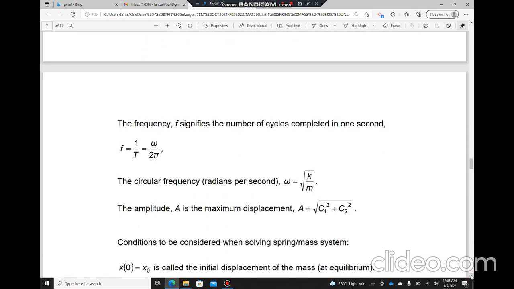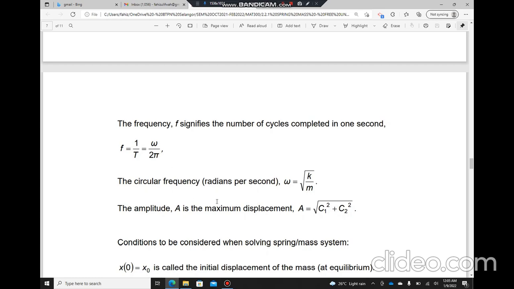Okay, then another one is frequency. f signifies the number of cycles completed in 1 second, which is f equals to 1 over T or equals to w over 2 pi. So formula untuk frequency is 1 over T. So tadi since kita dah cari T is 2 pi over w, so we get frequency is w over 2 pi.